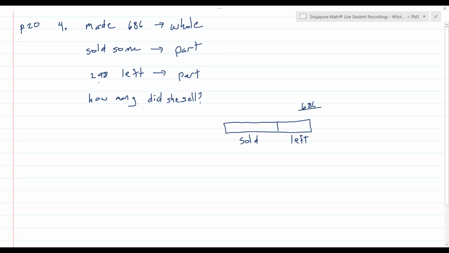So what do I know? I know that there are 298 that are left. And if I want to know how many she sold, then we can figure out how to do that, right? If I know the whole, 686, and I know a part, 298, then I can find the other part, and that's what I'm looking for. That's how many were sold. Now, you've done enough math with me already to know that this is going to be a subtraction problem, and we're going to figure out the difference between 686 and 298, or we're going to subtract 686 minus 298, but I want to show you 3 different ways of getting the answer.